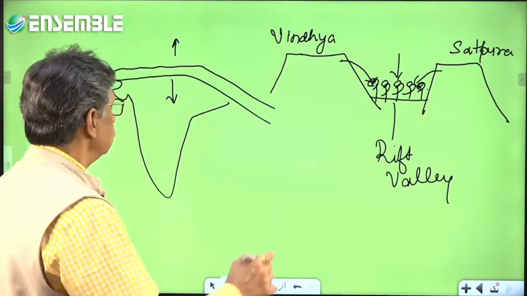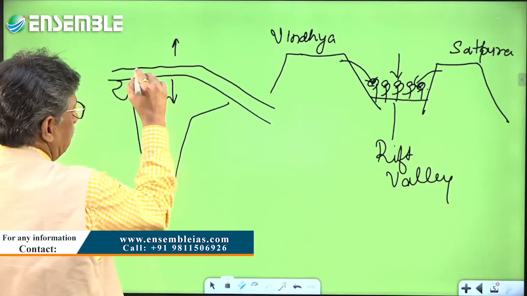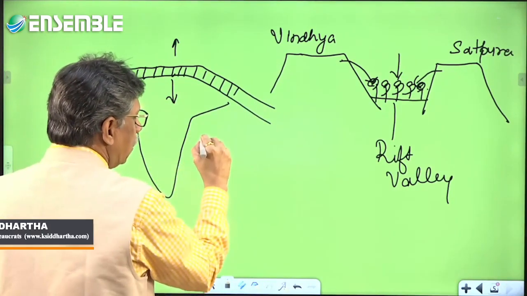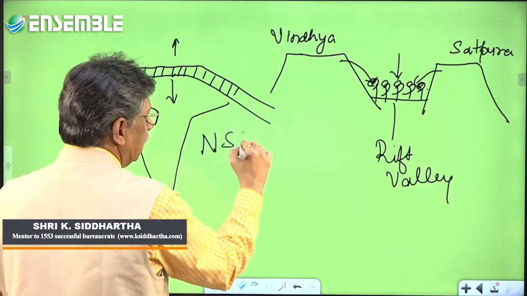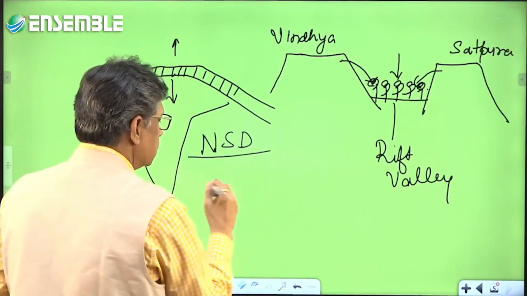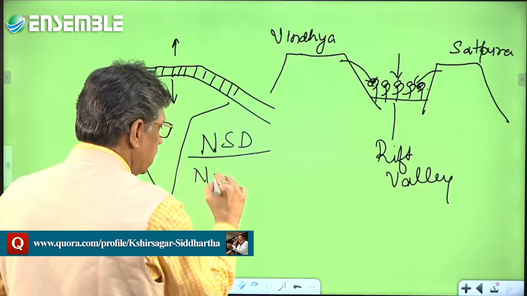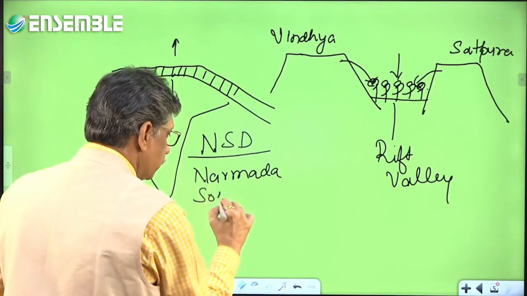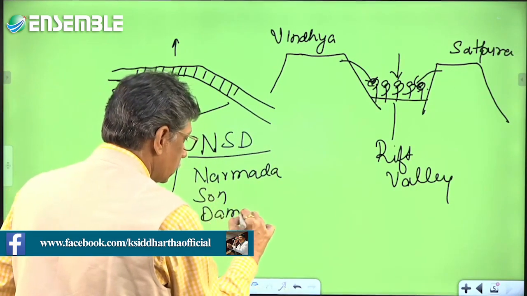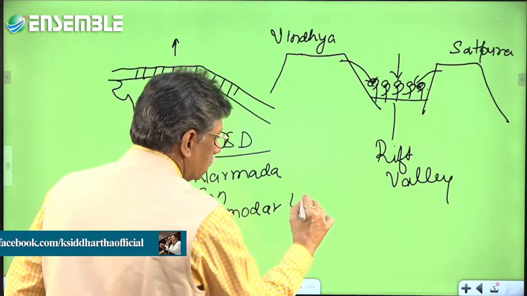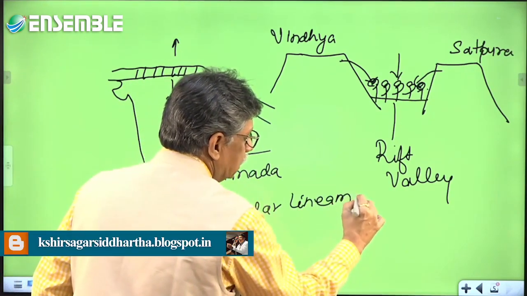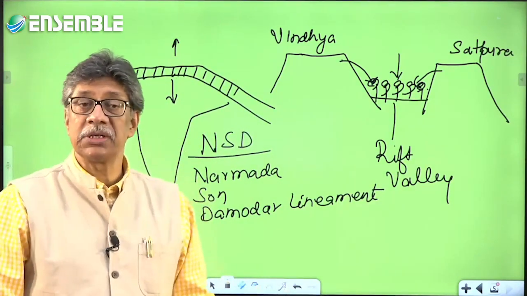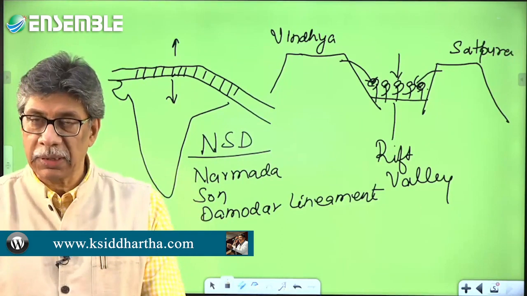So this coal formation took place all the way from Narmada, Son, and then Damodar. Accordingly, it is going to be called by the name of NSD. In technical terms, it is going to be called the Narmada-Son-Damodar lineament. That was the name that was going to be given to it. And it is one of the biggest rift valleys that you're going to find in the world.